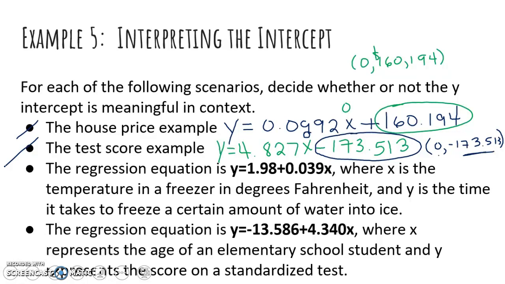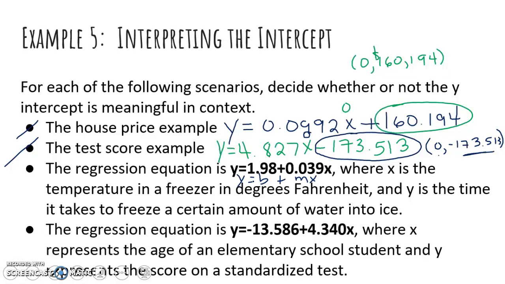Let's move on. The regression equation is y equals 1.98 plus 0.039x, where x is the temperature in a freezer in degrees Fahrenheit, and y is the time it takes to freeze a certain amount of water into ice. Now, this one, notice, is a little bit backwards. Normally we have mx plus b, but the m is here. This would be the b. So they flip-flop the mx and the b. So the slope is 0.039, but the y-intercept is 1.98.